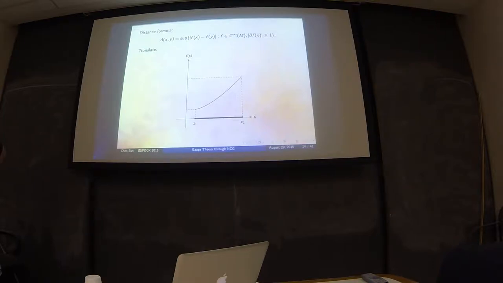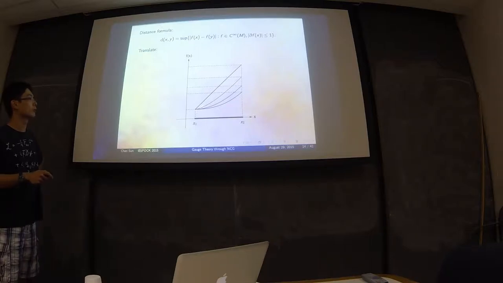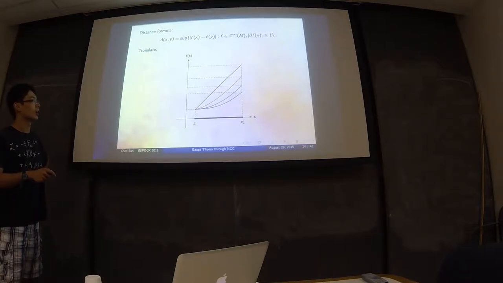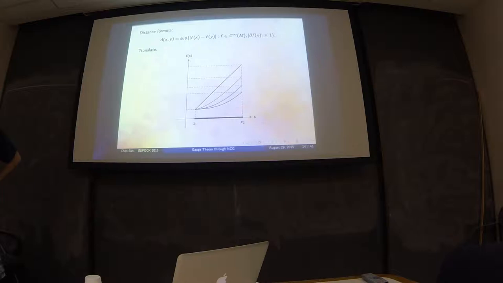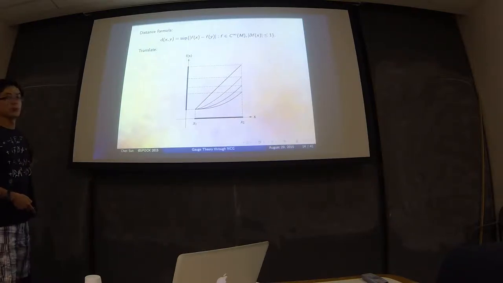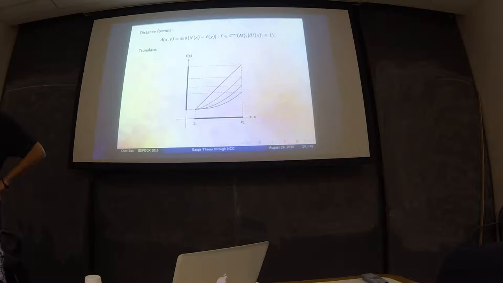So maybe another one. And then we see, in this case, the supremum would be the one with a constant derivative equal to 1. And then the difference here is equal to the distance here. This is just for a one-dimensional example, but that's the idea of that formula.